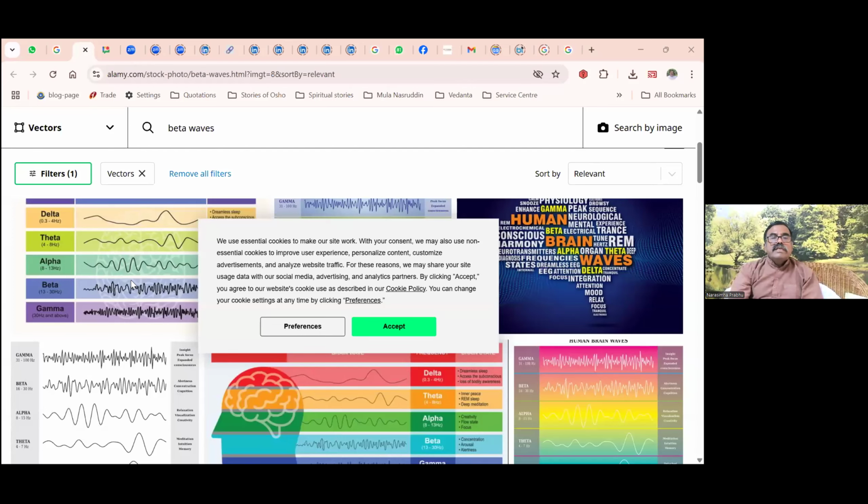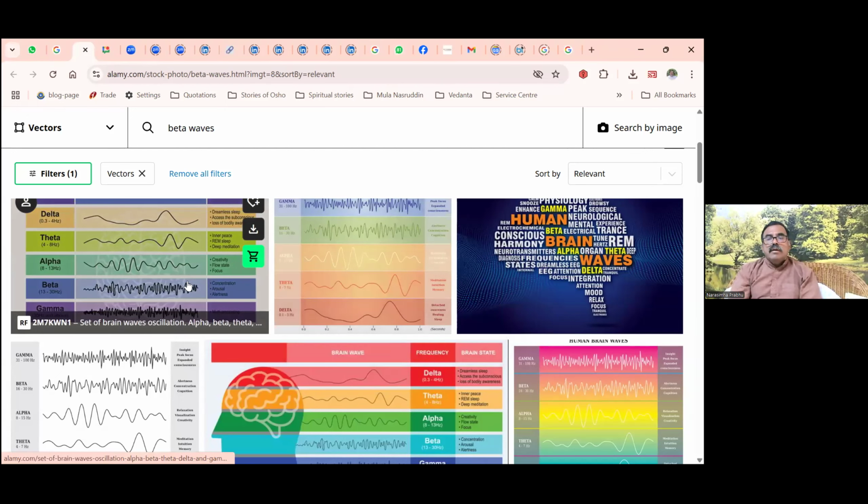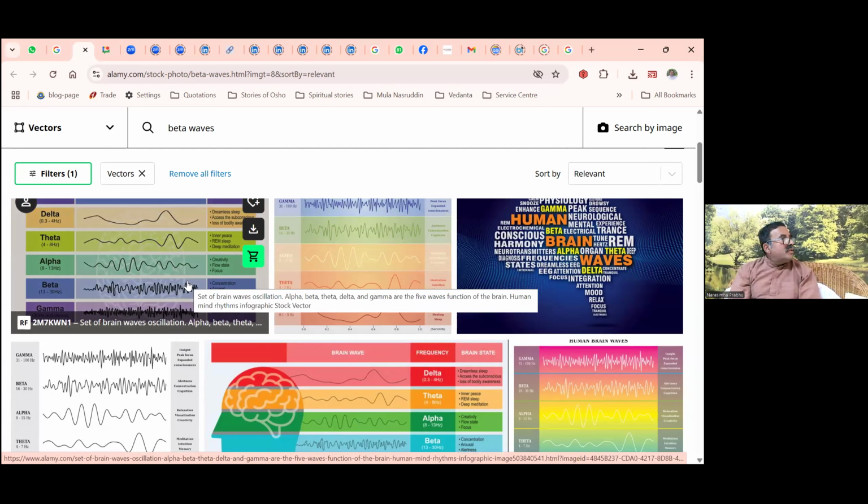Please look at this picture. The brain has beta waves. Beta waves are a lot of thoughts. In the waking state, you have a lot of thoughts; the mind is distracted. That's called beta. About 12 breaths per minute is beta.